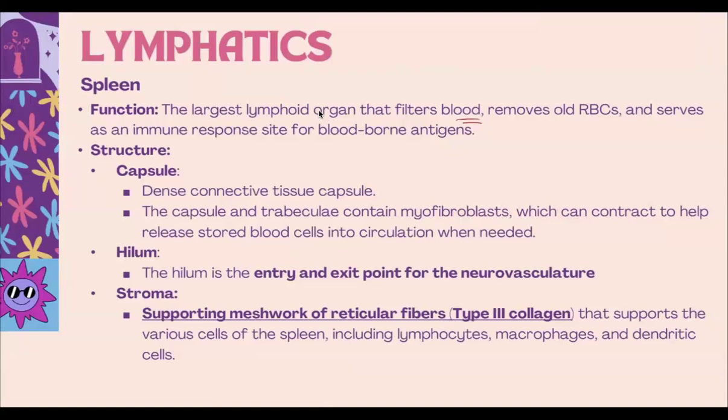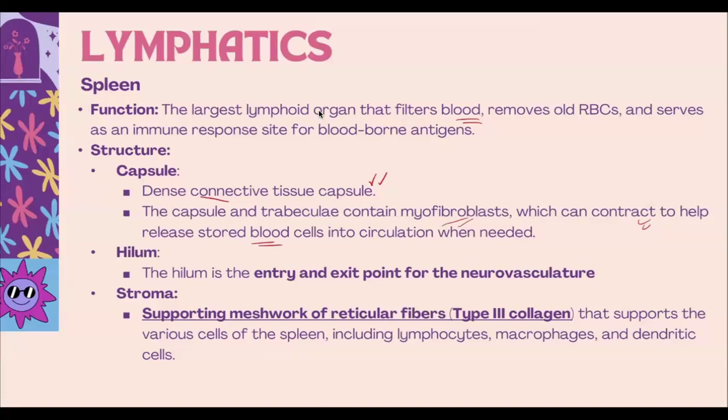So the structure of the spleen: it has a dense connective tissue capsule, and this capsule contains myofibroblasts, which I mentioned are similar to muscle cells but also connective tissue cells, so they can contract. They contract and can help release blood cells into circulation when needed, because you are removing old red blood cells, so you want to release the replacement. It also contains a hilum, which is the entry and exit point for the lymphatic vessels, as well as the nerves, arteries, and veins.